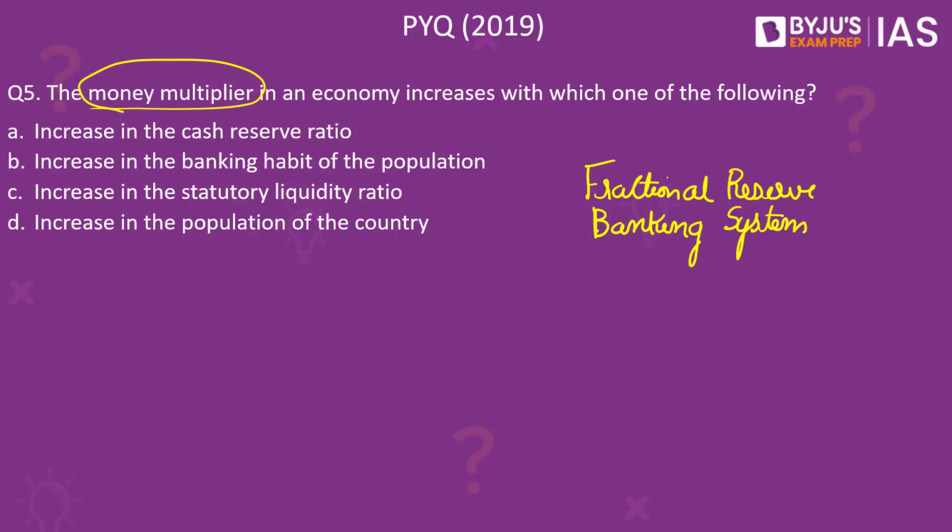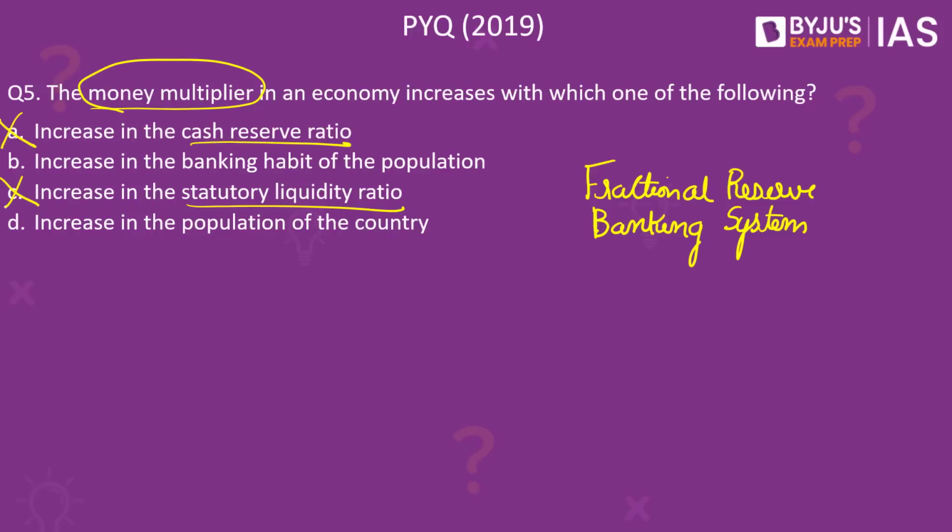Note, cash reserve ratio as well as statutory liquidity ratio decrease the money available with commercial banks. When the money available with commercial banks decreases, their lending capacity also decreases. This will decrease the money multiplier effect. So option A and option C are wrong.